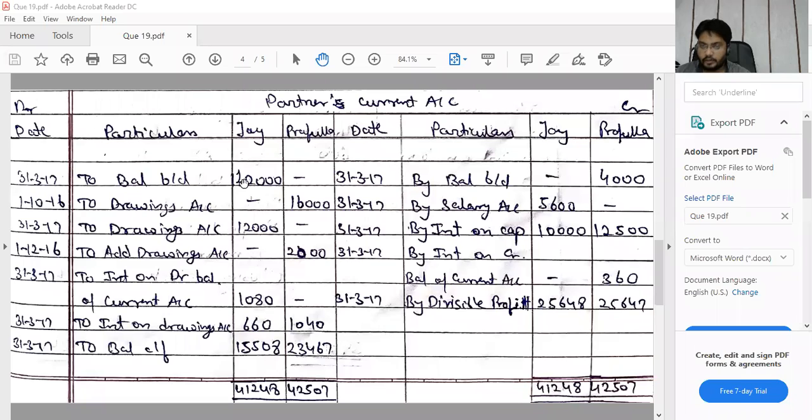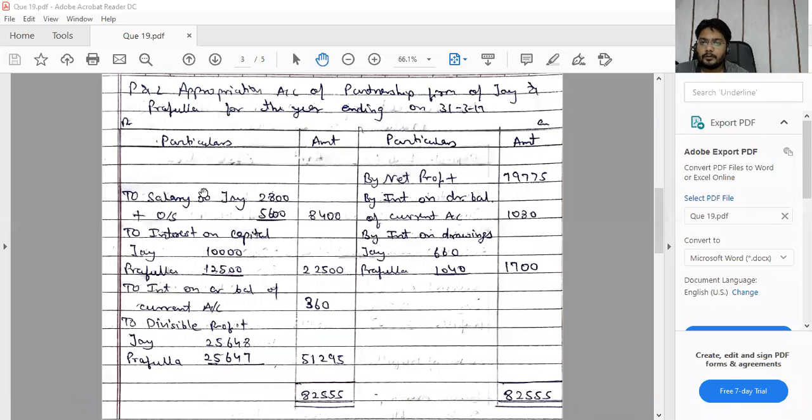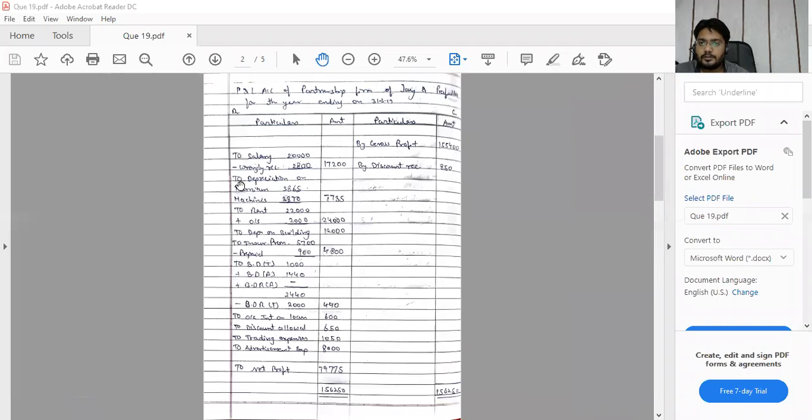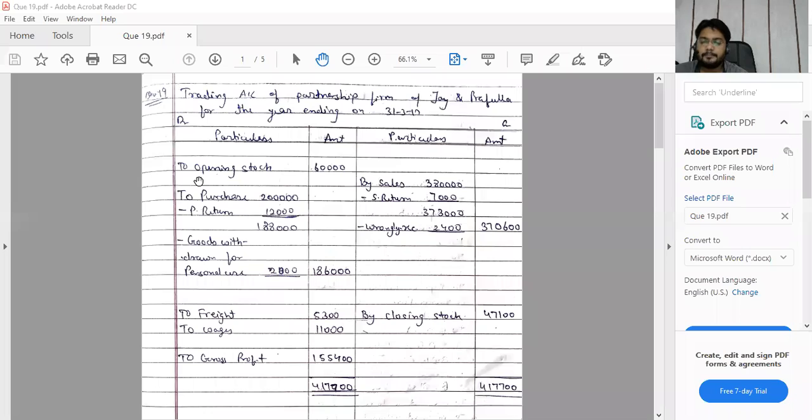Then opening stock is given. Come to the trading account debit side, write to opening stock 60,000 rupees. Then after purchase is given, write on the debit side of trading account to purchase. Into inner column rupees 2 lakh.